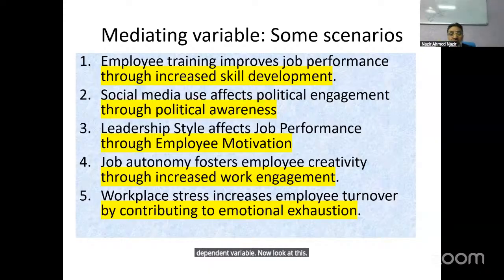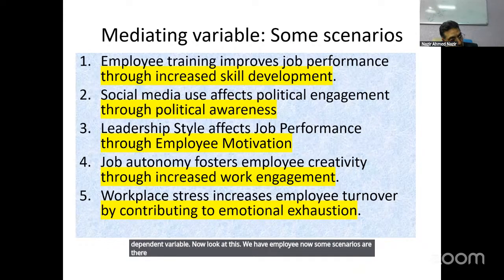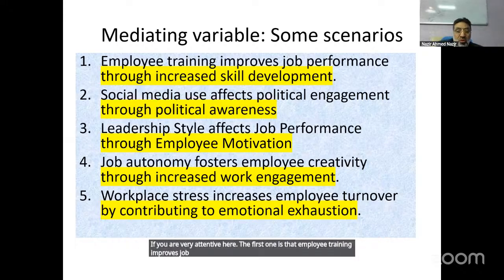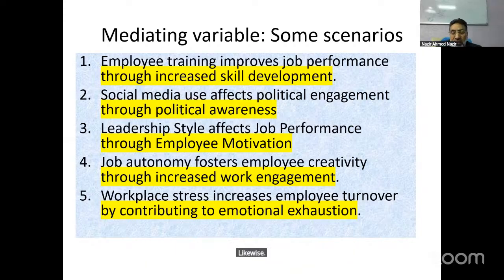We now have some scenarios. Four or five scenarios are there. We may not be able to do them all, but at least one or two could be done if you are very attentive here. The first one is that employee training improves job performance through increased skill development. Likewise, there are four other scenarios.